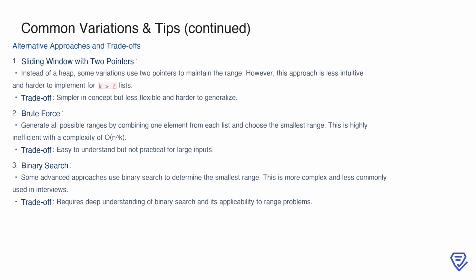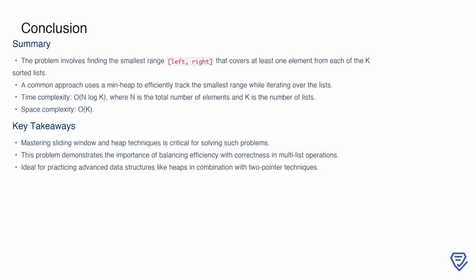A more advanced but less common approach is using binary search to determine the smallest range. This method is more complex and requires a deep understanding of binary search principles, which can make it harder to explain in an interview setting. Each approach has its strengths and weaknesses, but the heap-based solution remains the most efficient and widely applicable for this specific problem. Great job! To summarize, this problem is a fantastic example of applying heap-based approaches to efficiently solve range-related challenges.